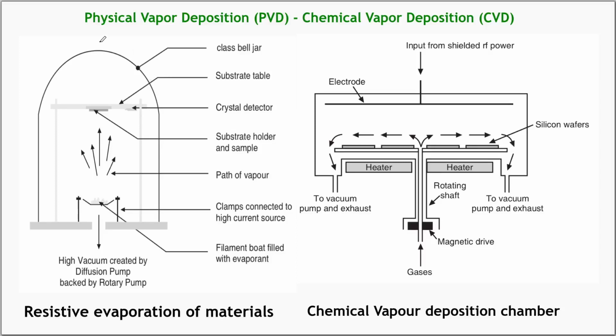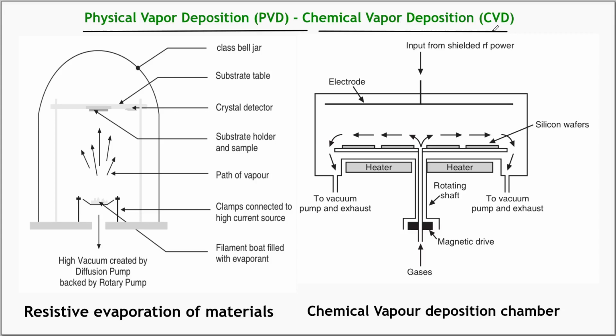Hello, welcome back. In this video we'll discuss the physical vapor deposition and the chemical vapor deposition techniques. Generally, vapor deposition refers to any process in which a material in its vapor state is condensed through condensation or chemical reaction or conversion to form a solid material. There are two major vapor deposition methods. They are the physical vapor deposition method and the chemical vapor deposition.